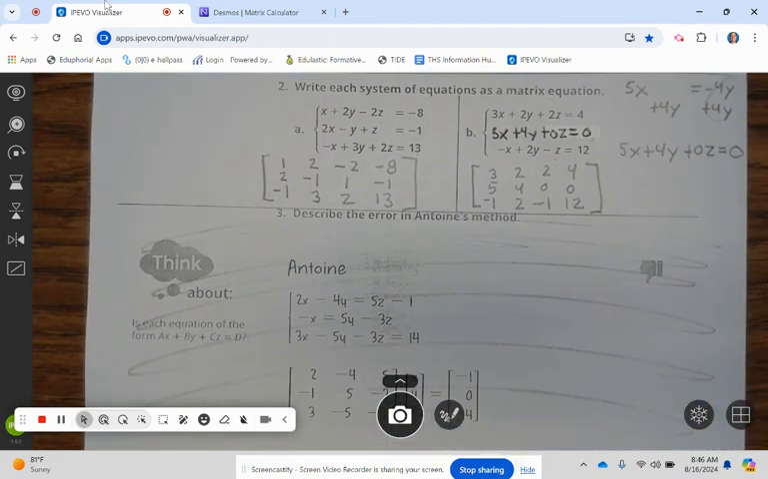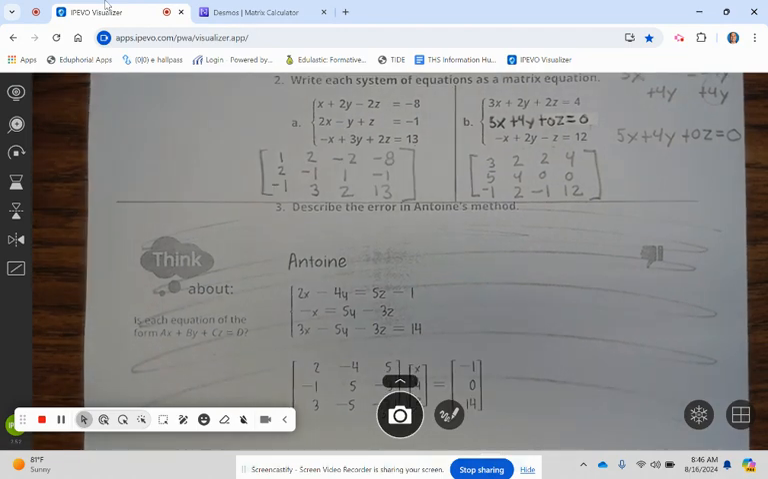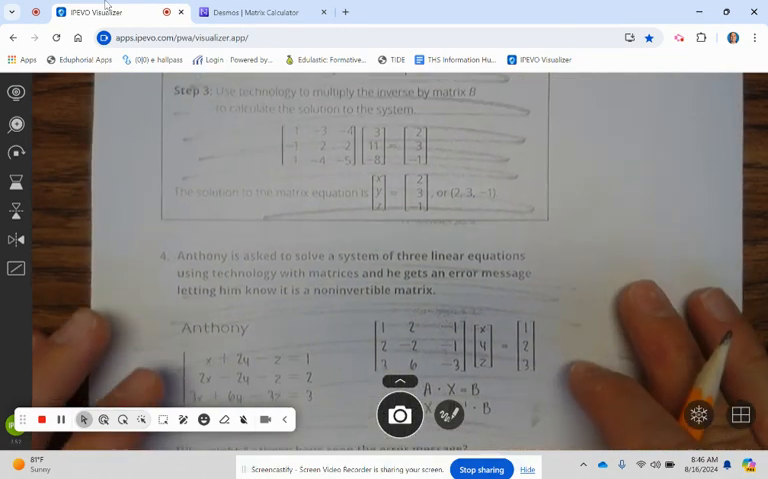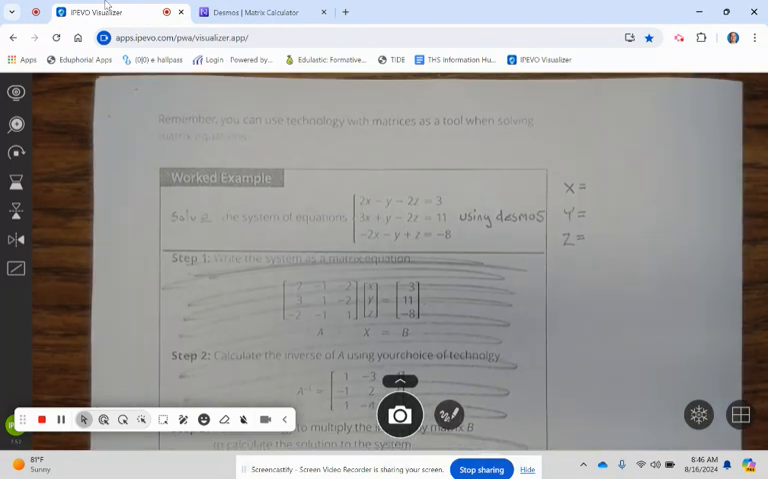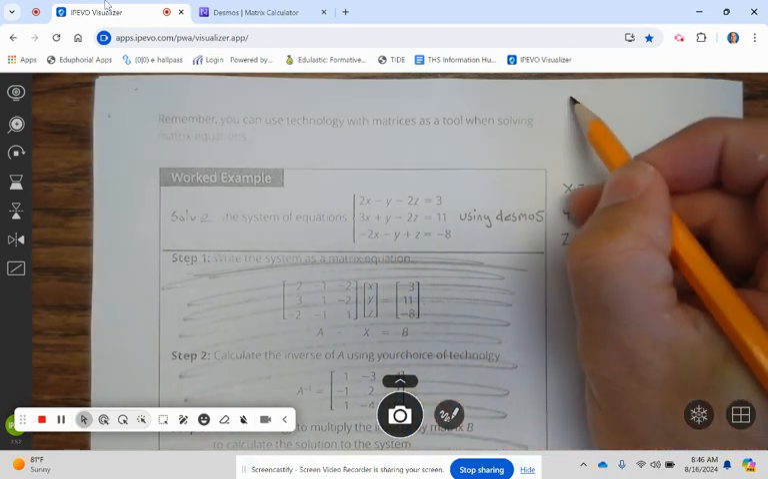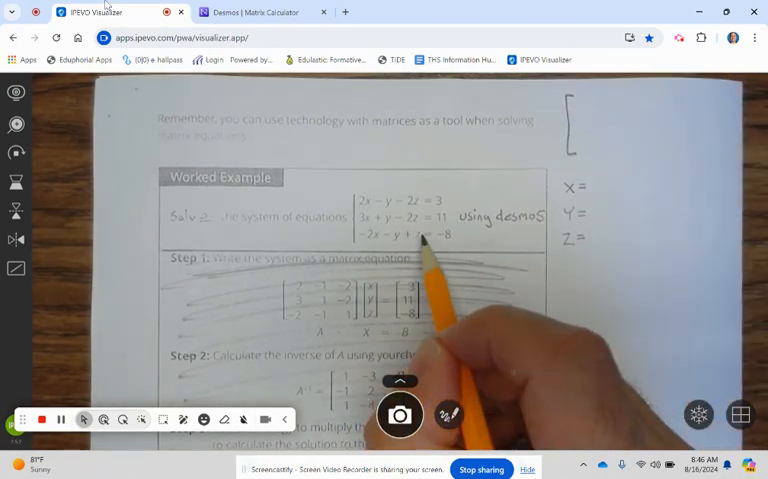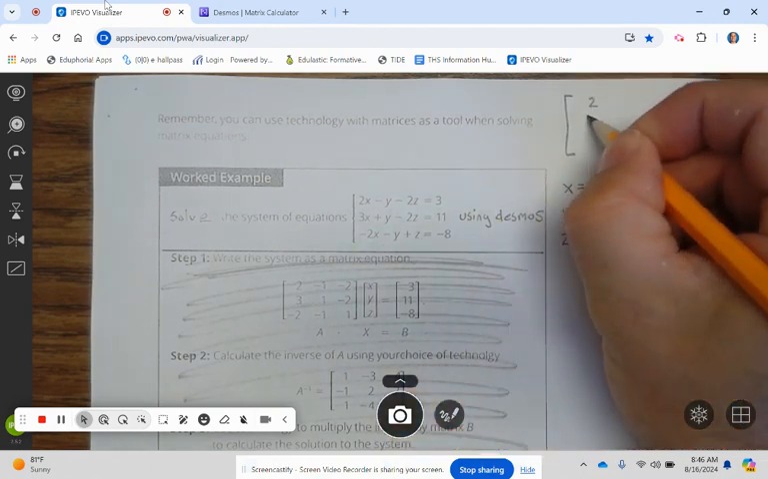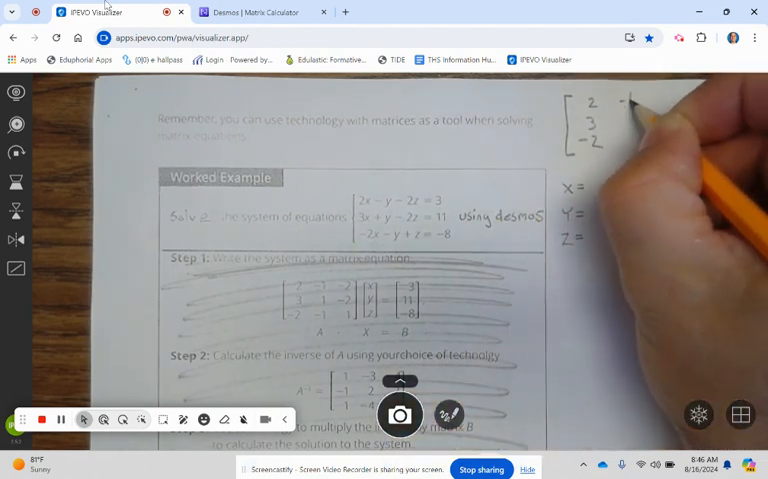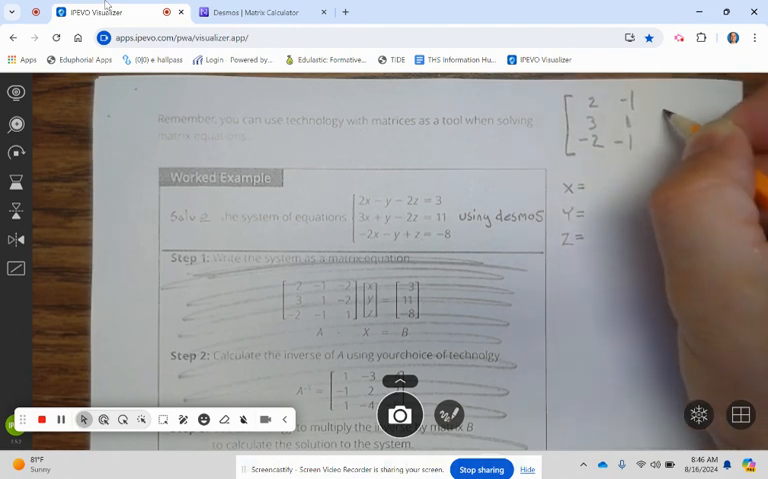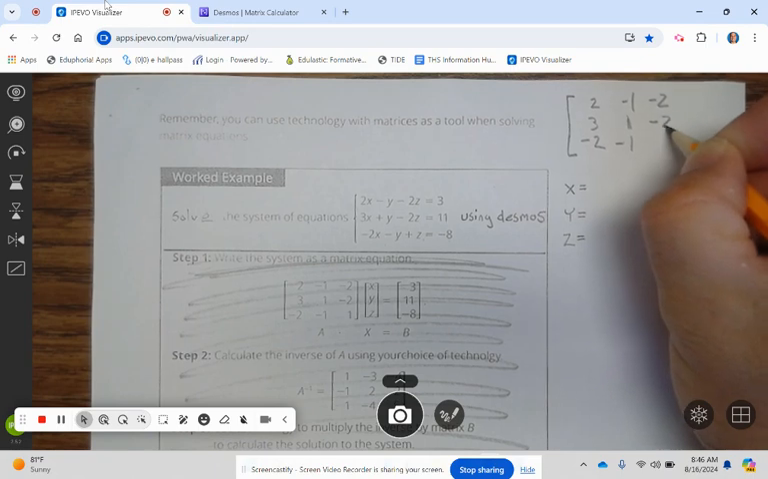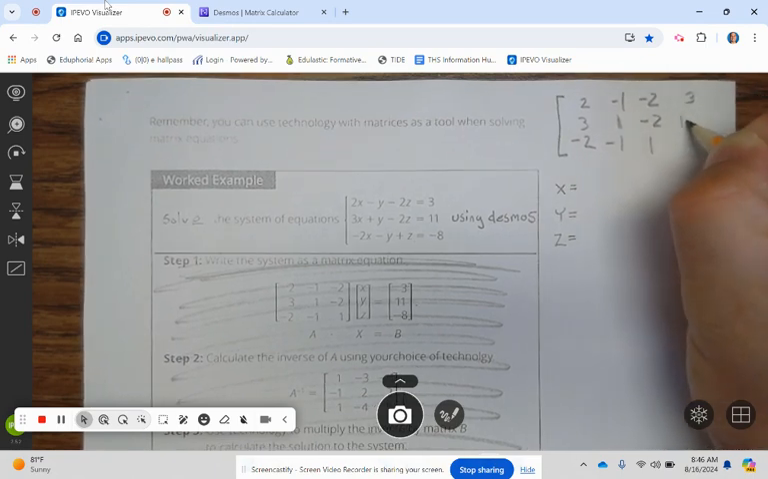All right, go ahead and mark out number 3. Let's take a look at the next page. Remember to use technology with matrices as a tool in solving matrix equations. Okay, solve the system of equations using Desmos. So we need to convert this to a matrix. We have our x column, y column, z column, and our constant column. So we have 2, 3, -2, -1, 1, -1, -2, -2, 1, 3, 11, -8.